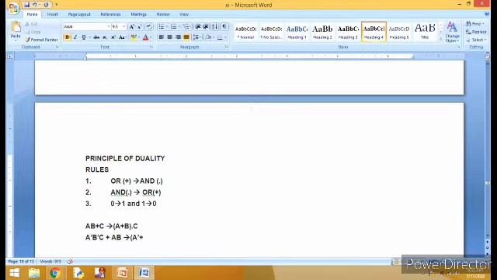Very good. Into A plus B, dash plus B dash plus C, into again A plus B. Are you getting it or not? Yes, sir. So it is very easy.